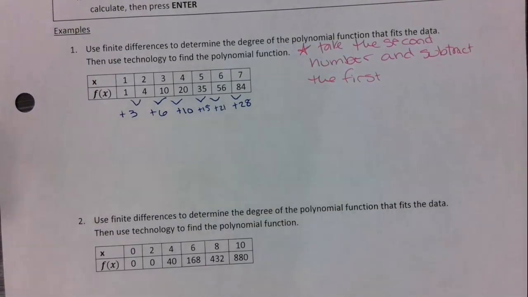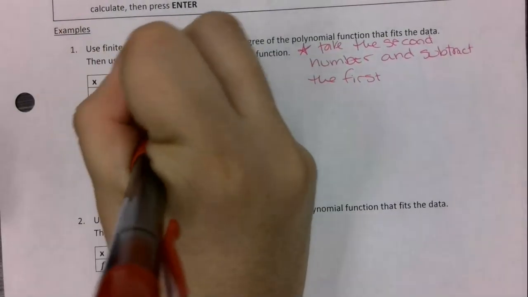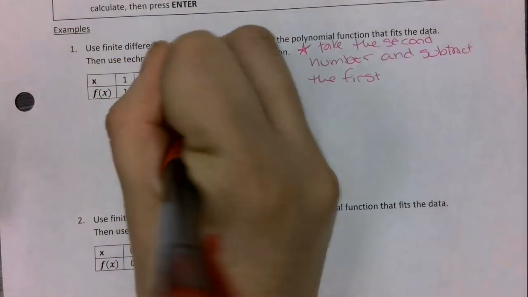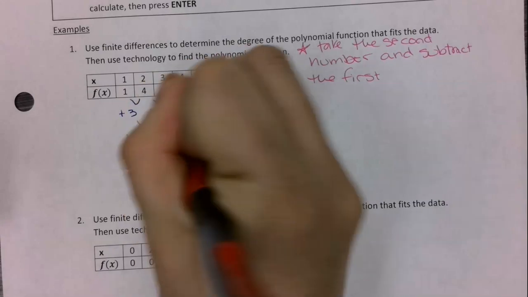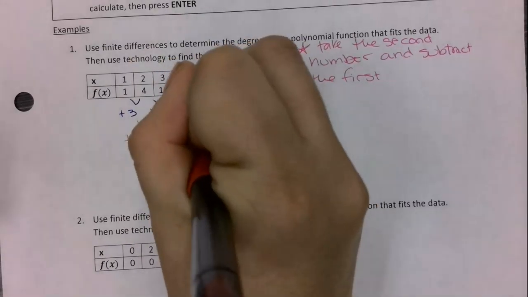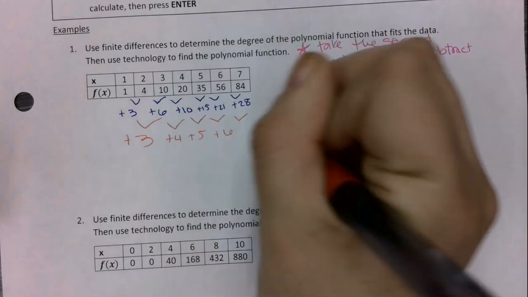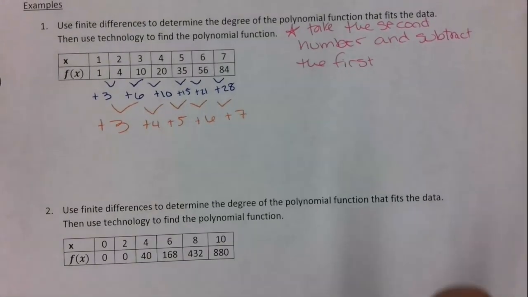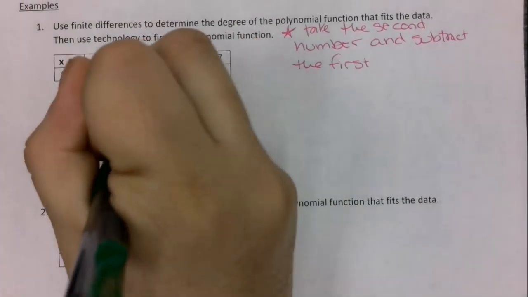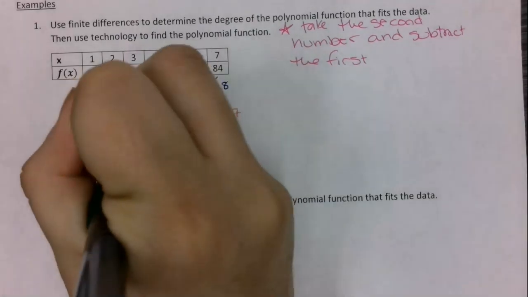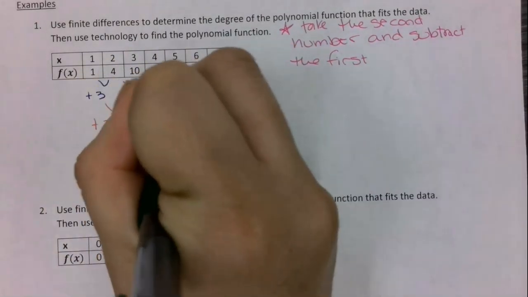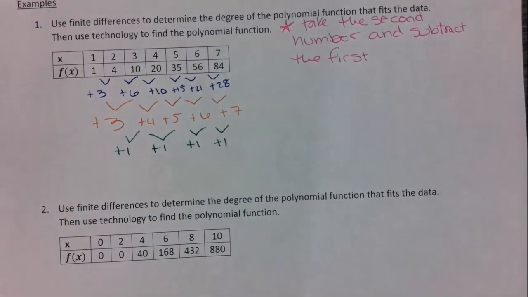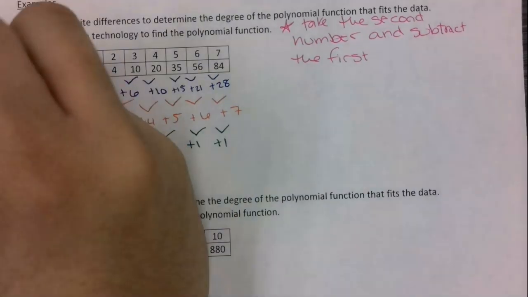Okay, how do I go from 3 to 6? 3. How do I go from 6 to 10? 10 to 15? 7. Okay, so are my rows the same yet? No. So I'm going to go again. How do I go from 3 to 4? 4 to 5? 5 to 6? And 6 to 7. Are they the same? Yes. So it took me 3 tries.